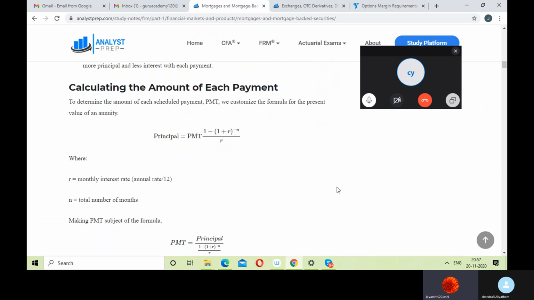Now Chandra, you need to calculate this, calculating the amount of each payment. To determine the amount of each scheduled payment, we customize the formula for the present value of annuity. When will we use the present value of annuity formula, Chandra?